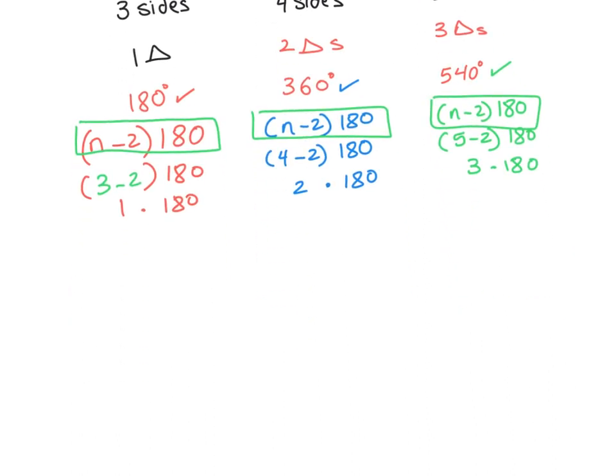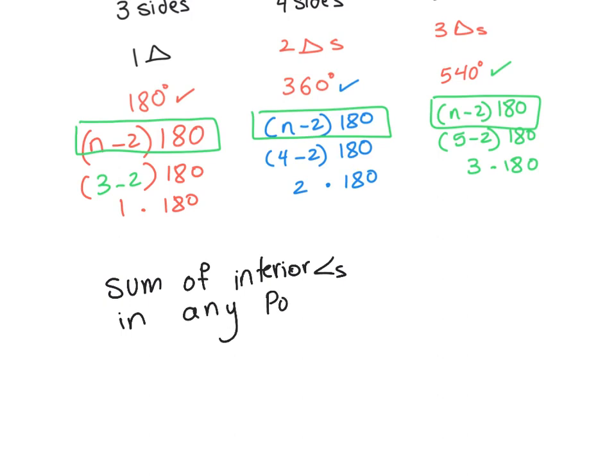So let's write that down. The sum of interior angles in any polygon is n minus 2 times 180, where n is the number of sides.